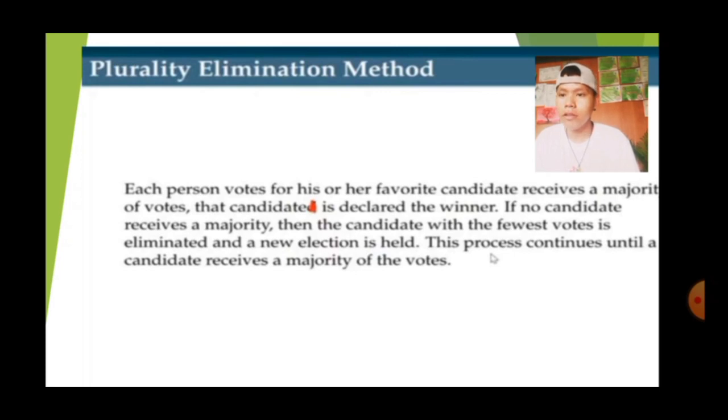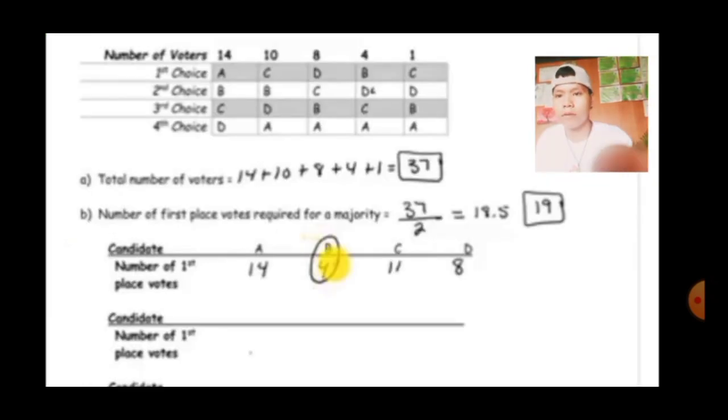If no candidate receives a majority, then the candidate with the fewest votes is eliminated and a new election is held. This process continues until a candidate receives a majority of the votes. Next is my example table.